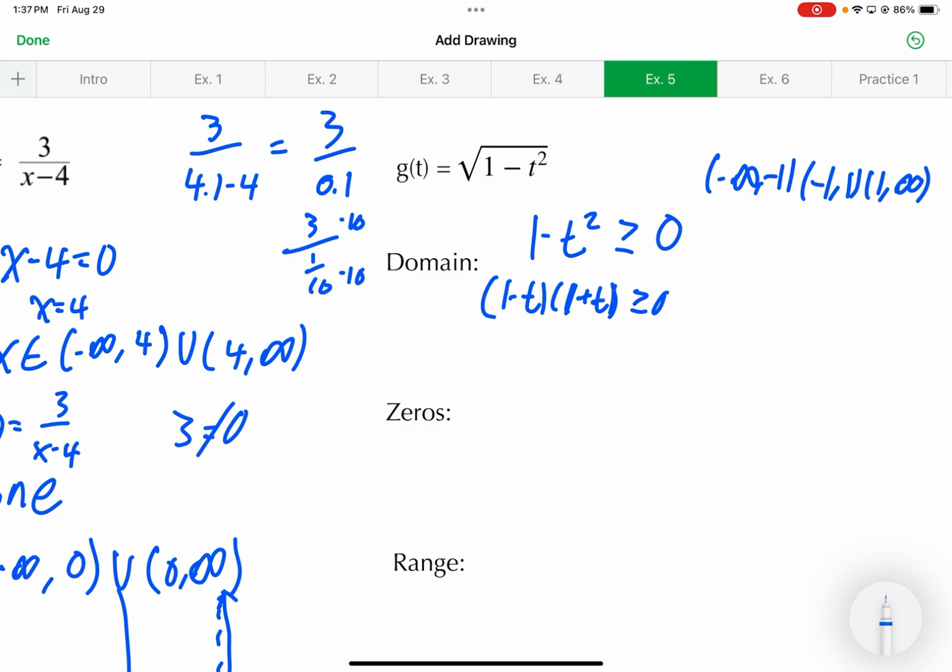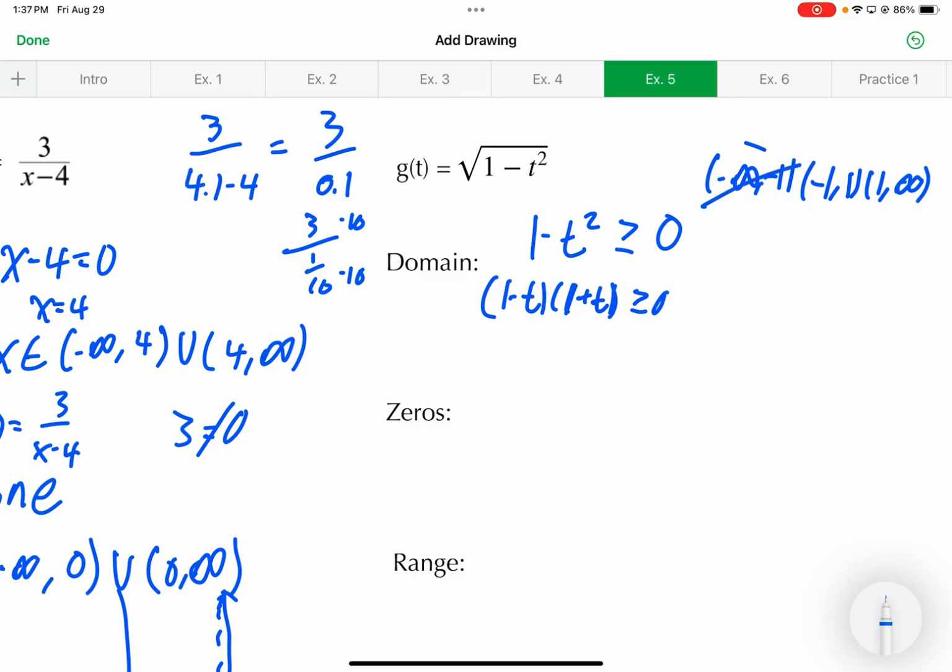All right, negative infinity to negative 1. What number do you want to plug in? Could be anything. Could be negative 2, could be negative a million. All right, negative a million. So if I plug in negative a million, 1 minus negative a million, will that be positive or negative? Positive, right? What about 1 plus negative a million? It'd be negative, right? So I have positive times a negative. So what sign is that giving me? Negative. Okay. So do I want that interval? No, I don't.